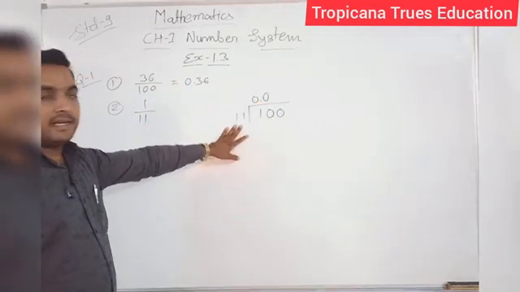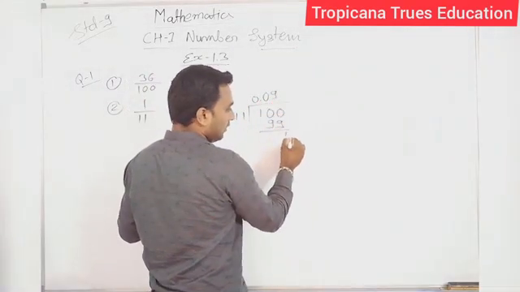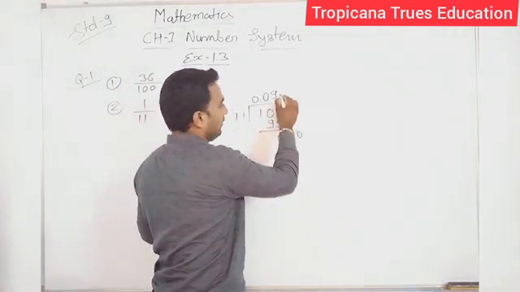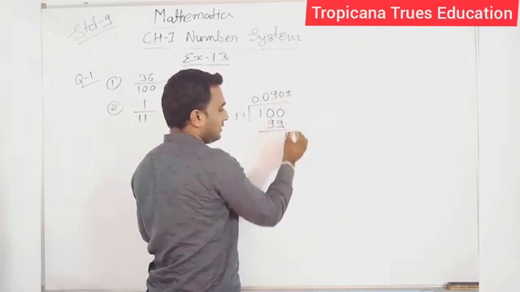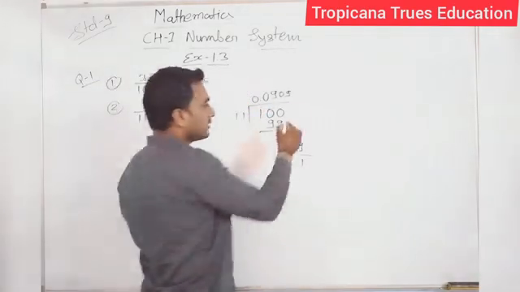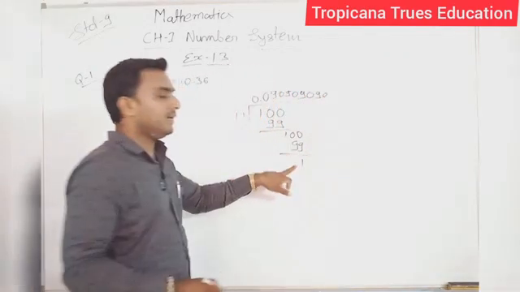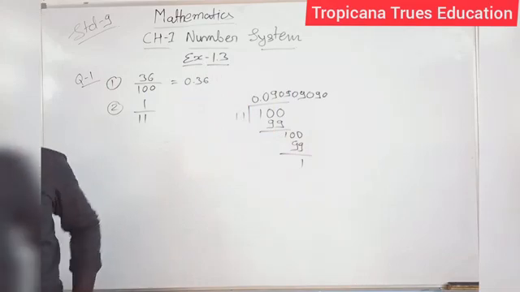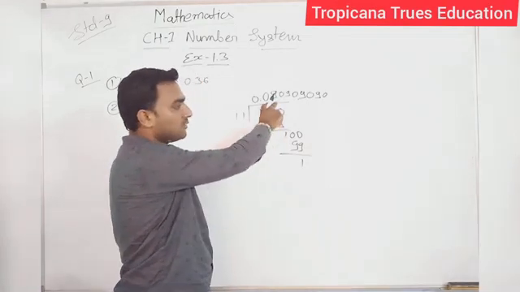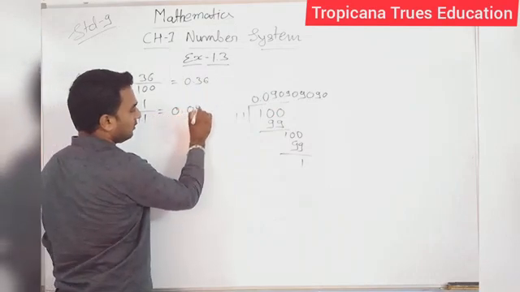Then we know that 11 9s are 99. So again 1, again 0 down. Again we have to write one more 0. We write here 0. 11 9s are 99. We get 1. So this process will be continued after these numbers. Why? Because again and again we get the remainder 1. Clear? So now see, here how many numbers are repeated? Here we know that two numbers are repeated, 0 and 9. So that's why we write this number in the form of 0.09 bar.